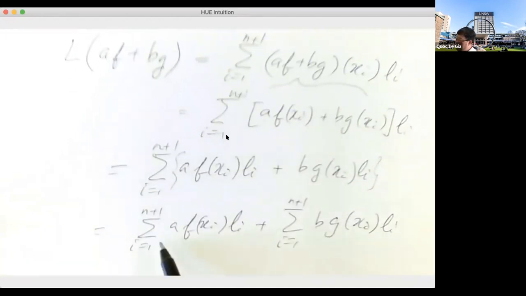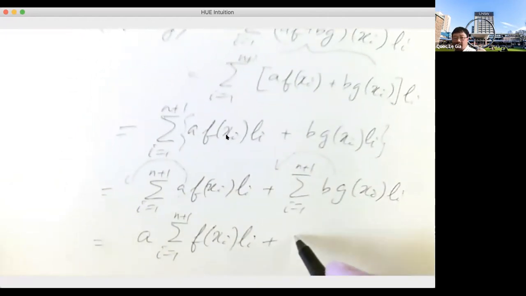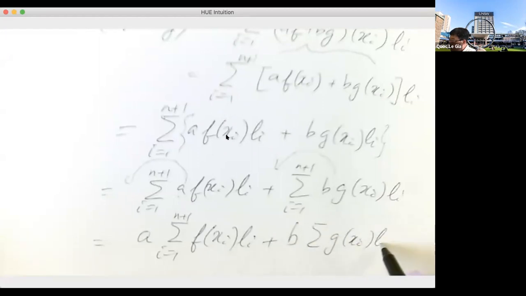Okay, and now you realize that a is a constant. It doesn't depend on the sum, so you can take it out. And b is a constant, you can take it outside. So now you can take a outside and you got sum of f(xi) Li, i from 1 to n plus 1. And here you have b sum of g(xi) Li, i from 1 to n plus 1.